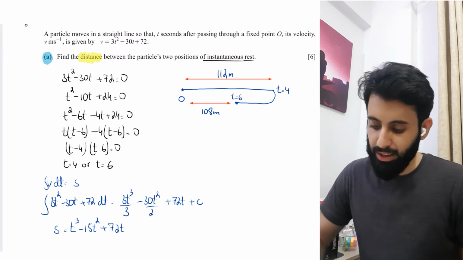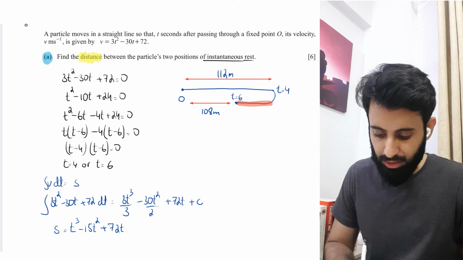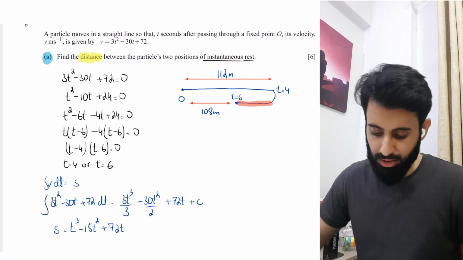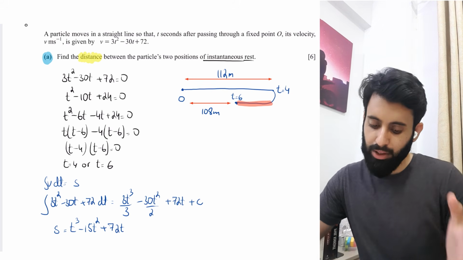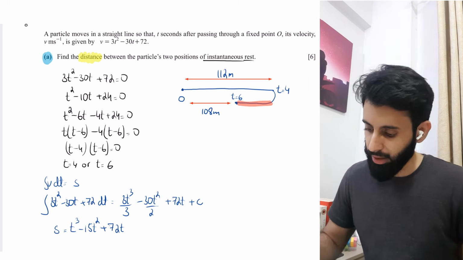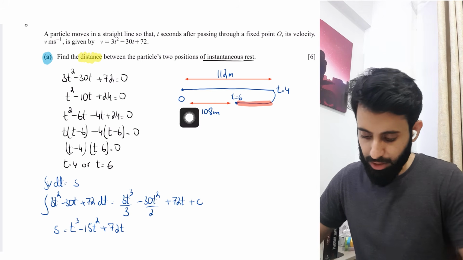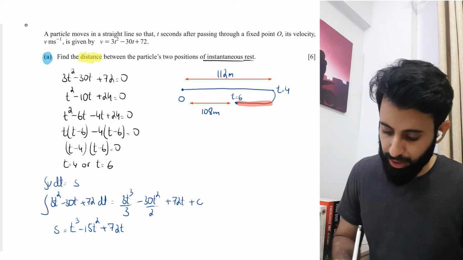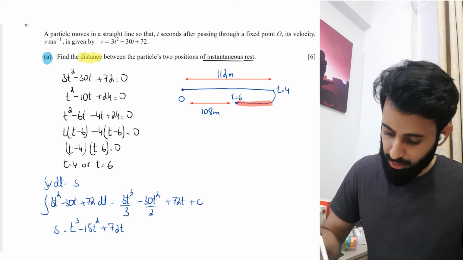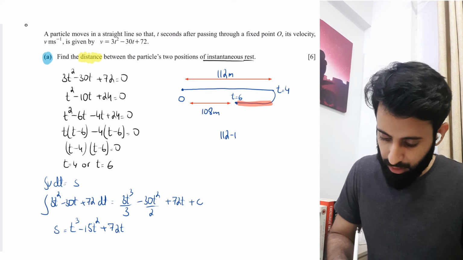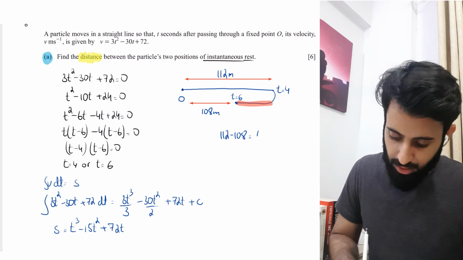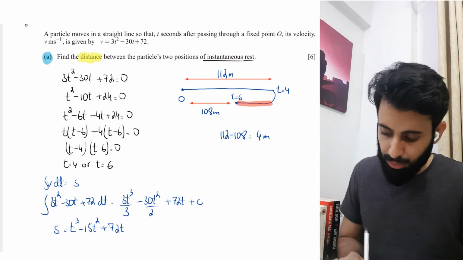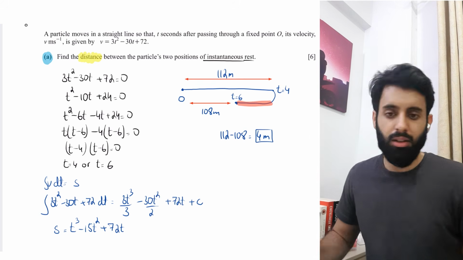Now what exactly do we need to find out? We need to find out this distance, because that's what the question says: find the distance between the particle's two positions of instantaneous rest. From this point, it shouldn't be that difficult. All you got to do is find the length of the longer line, which is basically this 112, and from it subtract 108. 112 minus 108 is equal to 4 meters. So the distance between the particle's two positions of instantaneous rest is 4 meters.